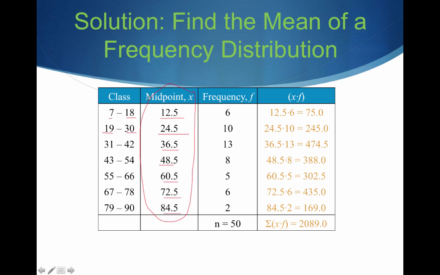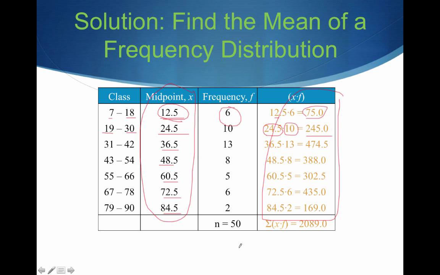Now, what I want to do is I want to create another column where I am multiplying the midpoint times the frequency. So here I take 12.5, multiply it by 6 to get 75. I take 24.5, multiply it by the frequency of 10 to get 245. All right, and so forth.